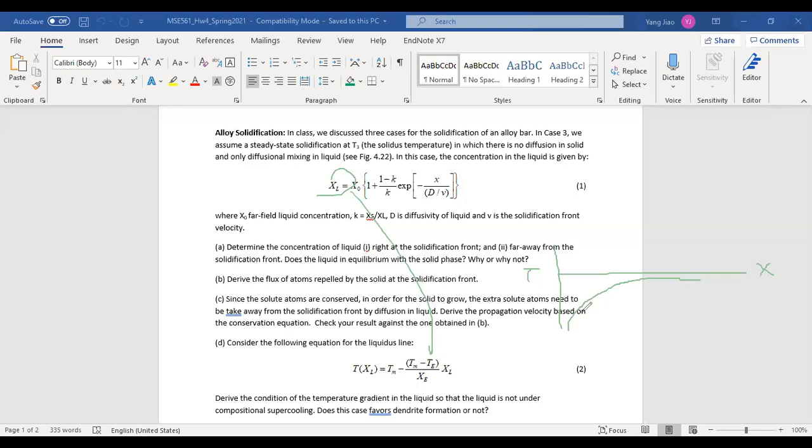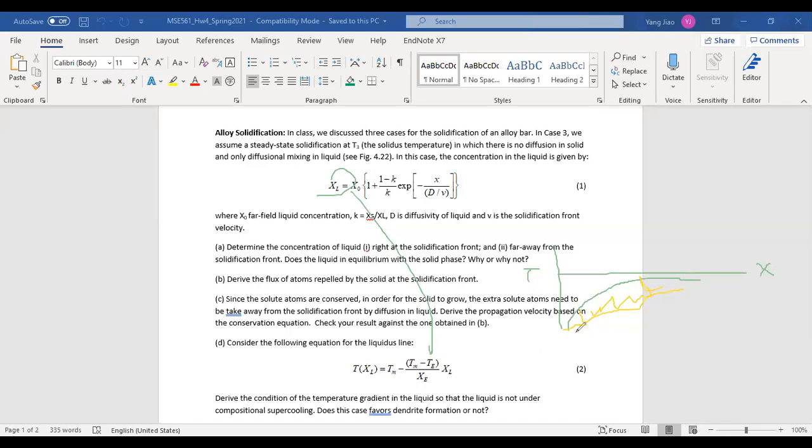This is the equilibrium case. If your actual temperature profile goes like this, then all the liquid in this region is under supercooling, because the temperature required to stabilize this liquid is not met. You have a temperature lower than the minimal temperature required to stabilize the liquid. In those cases, the liquid is not stable. It wants to transform into solid, and you see a lot of unsteady growth.